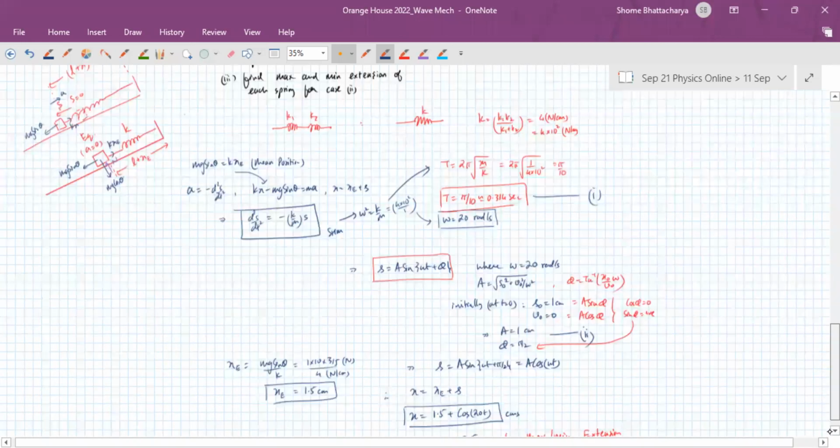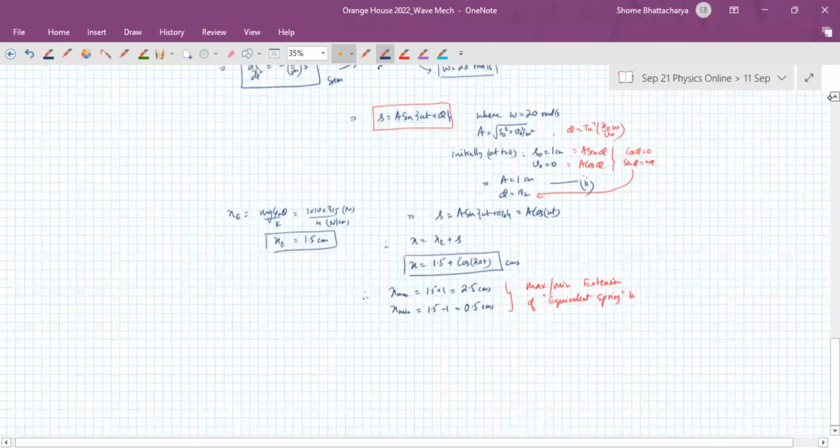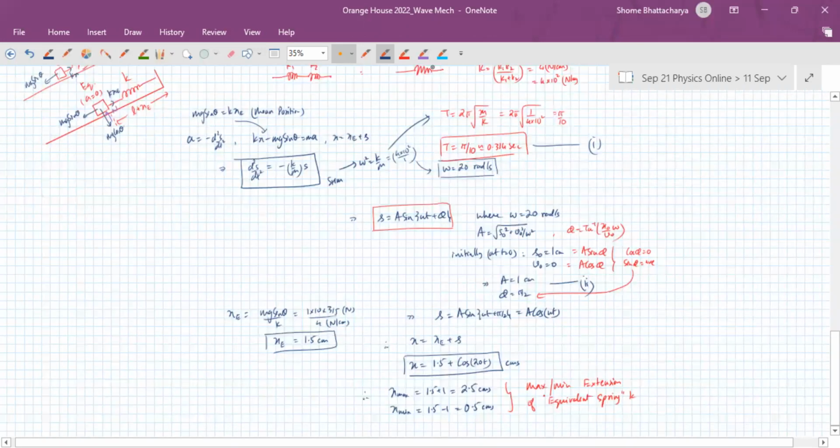Okay, so now let's understand this part. From this, how we want to find the maximum and minimum extension of each individual spring.